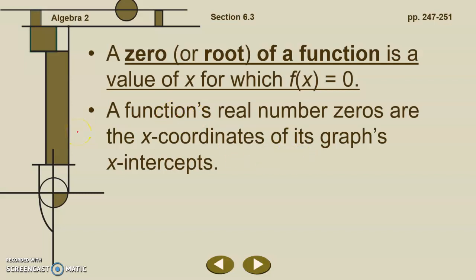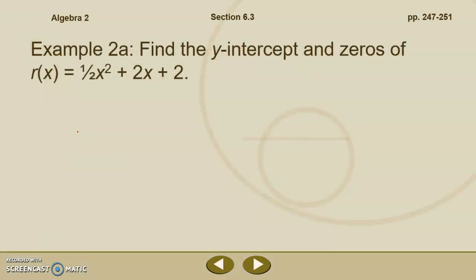Pretty much another way of what we just said. The zeros are the x-intercepts. All right, let's take a look at this example. We want to find the y-intercept and the zeros of this function.